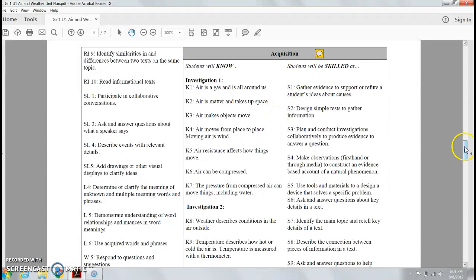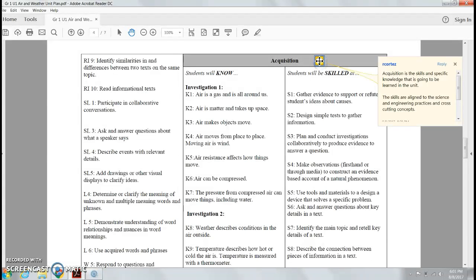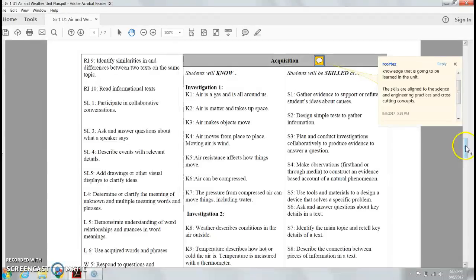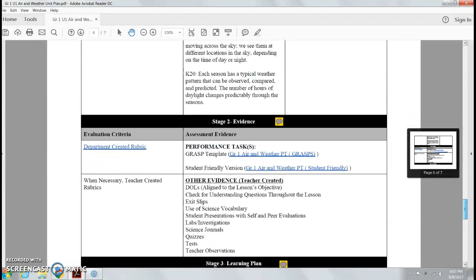So getting over now to acquisition. So what is acquisition? Acquisition is basically skills and specific knowledge that is going to be learned in the unit. Skills are aligned to science and engineering practices and cross-cutting concepts. So know is basically what are the specific pieces of information the students are going to need to know for that particular unit. And the skills is what are they going to be able to do as far as science practices or cross-cutting concepts. If we go further down, and now we get into stage 2.